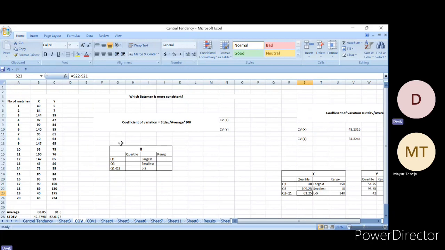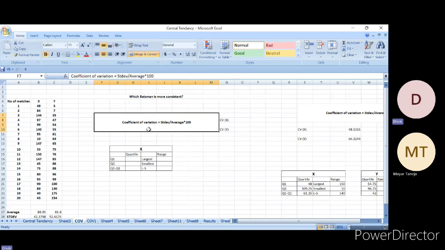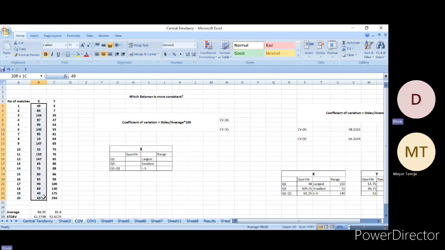Okay, so let's start. In the second video, we'll be talking about quartiles, range, and when we talk about consistency, we talk about coefficient of variation. So this video will talk about the measures of dispersion, that is range, quartile deviation, and coefficient of variation. Suppose we are given two batsmen, batsman X and batsman Y. These are the runs scored by them in 20 matches.